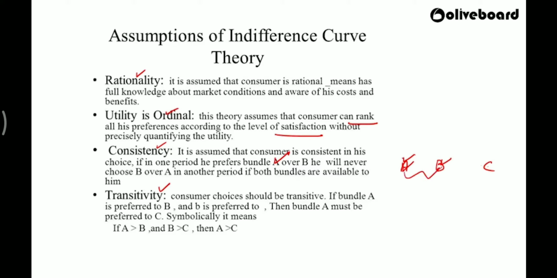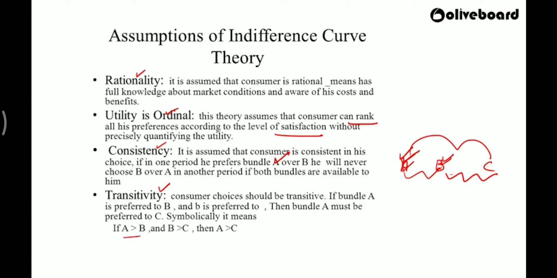Why? Because when the choice was given to you, A and B, you chose A. When B and C was there, you chose B. Then when A and C was there, which one will you choose? Obviously, you have to choose A, because instead of B you have chosen A, and instead of C, you have chosen B, so it is equal.